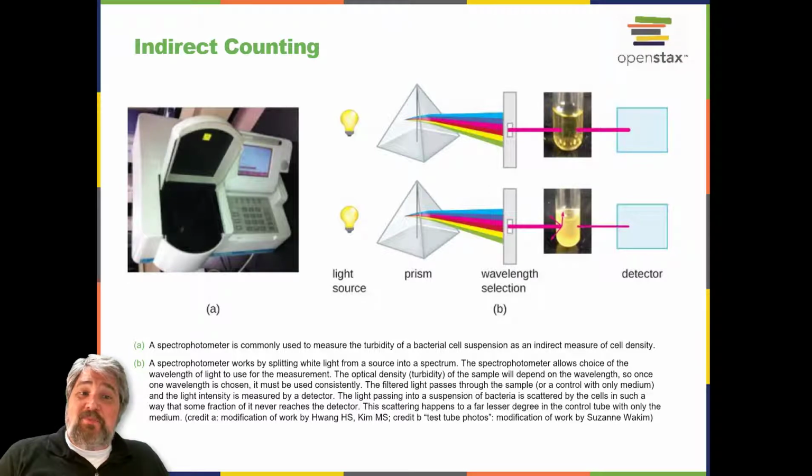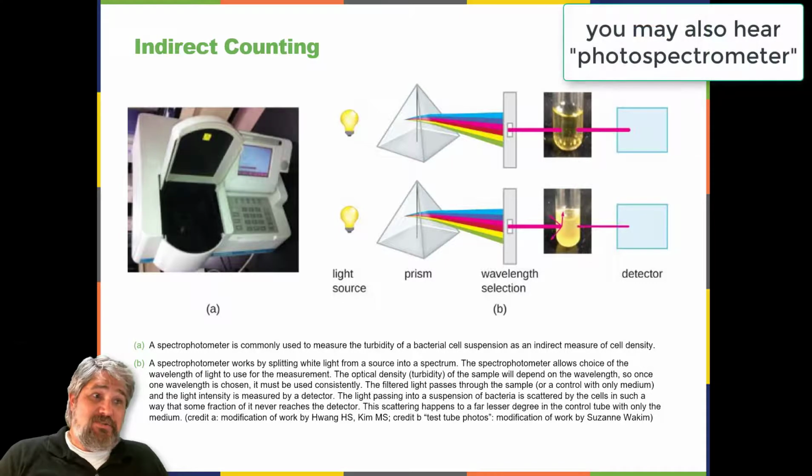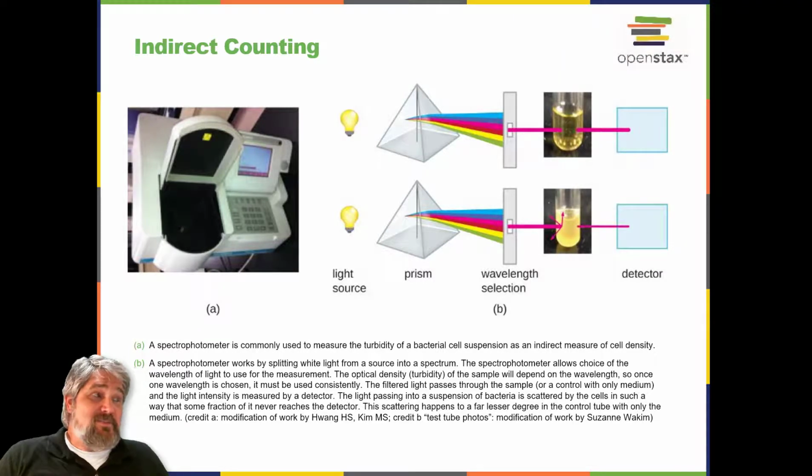The laboratory instrument used to measure turbidity is called a spectrophotometer, pictured here. In a spectrophotometer, a light beam is transmitted through a bacterial suspension. The light passing through the suspension is measured by a detector, and the amount of light passing through the sample and reaching the detector is converted to either percent transmission or a logarithmic value called absorbance, or optical density.